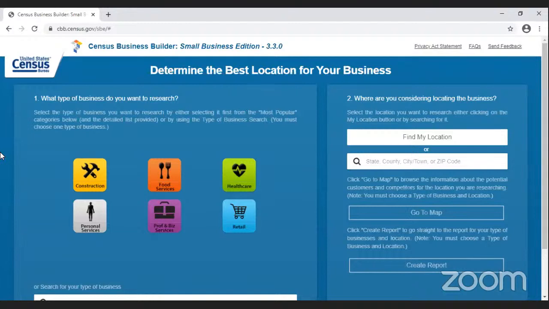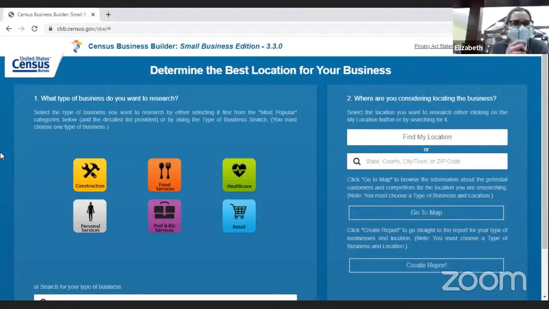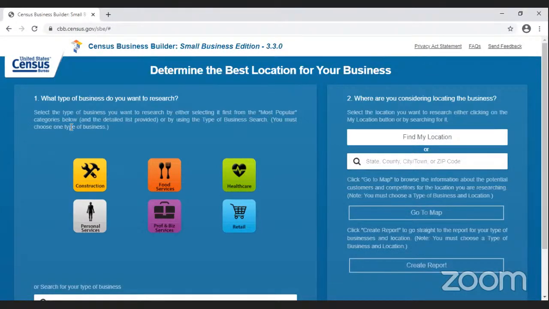This is Census Business Builder. You go on census.gov and you'll see a thing that says data tools and apps, and all our data tools and apps are in alphabetical order, and it's called Census Business Builder. So it's fairly simple to find. Basically there are two steps. It's very simple to use.